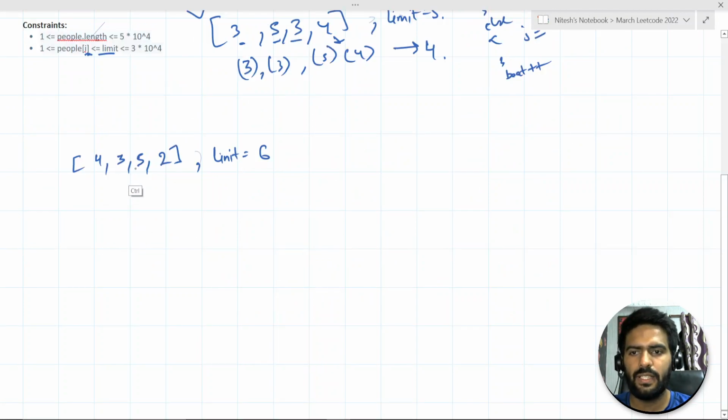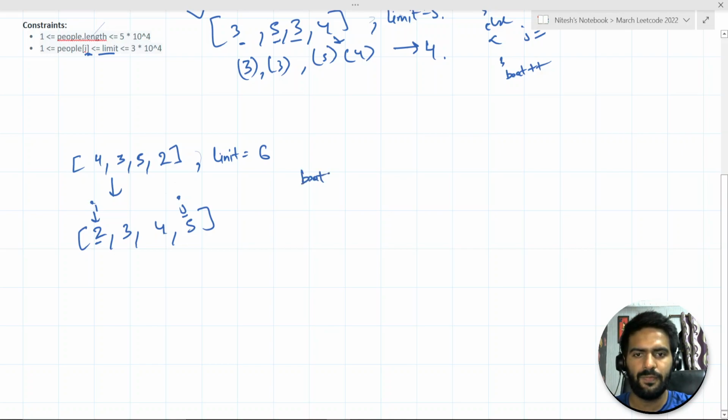Okay, so let's understand with this example. So the first step is to sort this array, so this will become 2, 3, 4, 5, and we'll take our i from here and j from here. So the first condition is to check whether the ith weight plus the jth weight is less than or equal to the limit. No, it is not, so we'll take a boat variable also. So we will decrement our j, and i will remain at that point, and we will update our boat by 1.